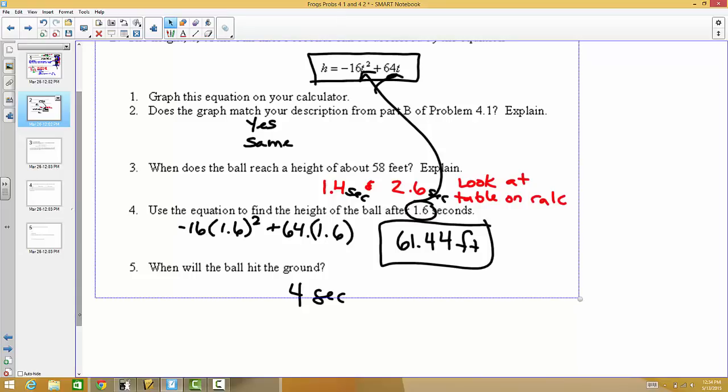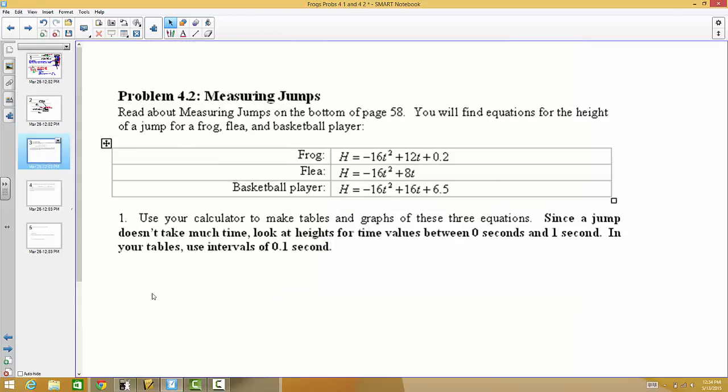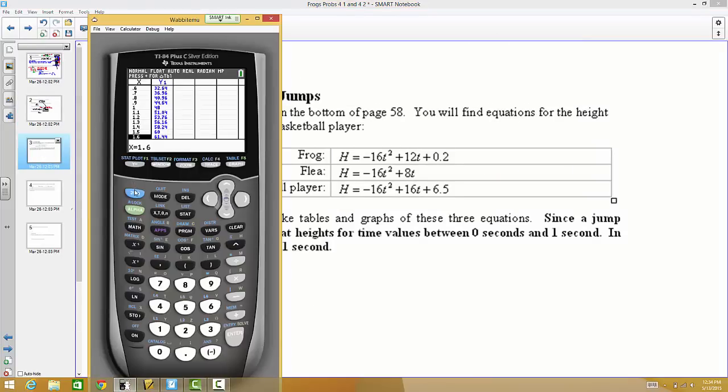So, we're going to clear the graphing calculator because we're going to put all 3 of these equations in for problem 4.2. So, second plus 7, 1, 2. So you're going to go to y equals. And you're going to type in negative 16 x squared plus 12x plus 0.2. That is the equation for a frog's jump.